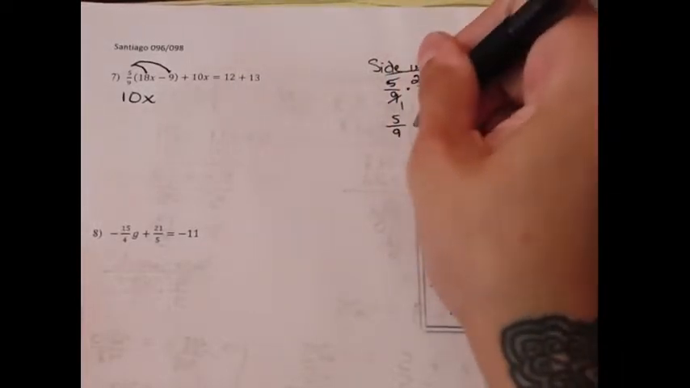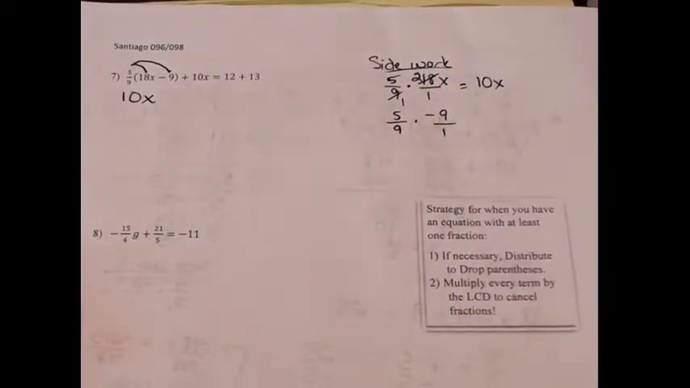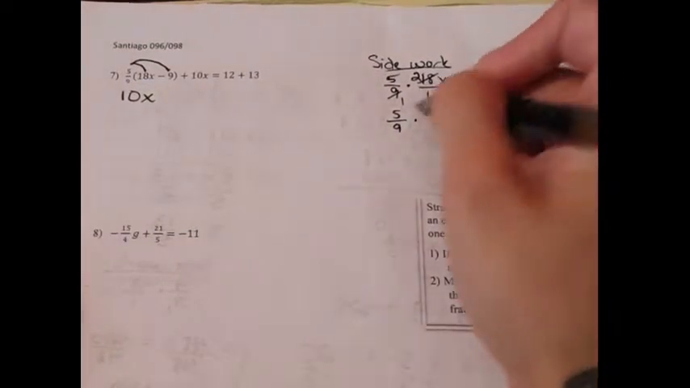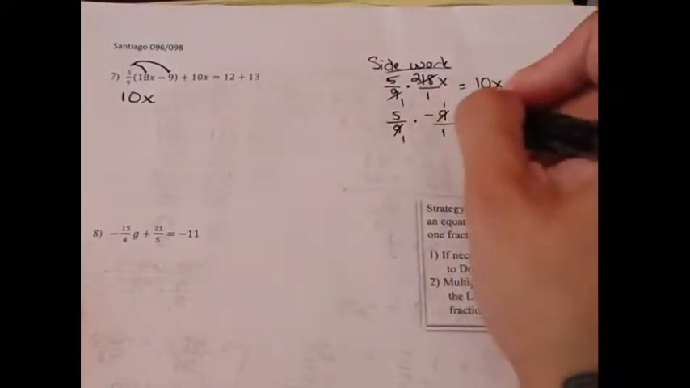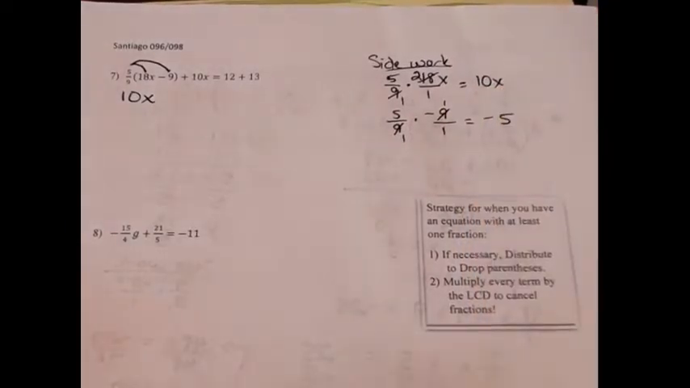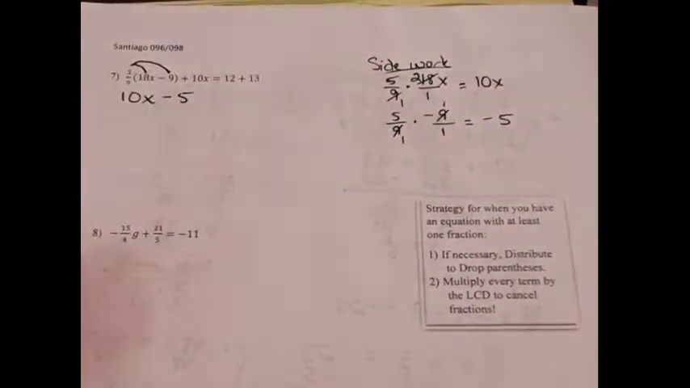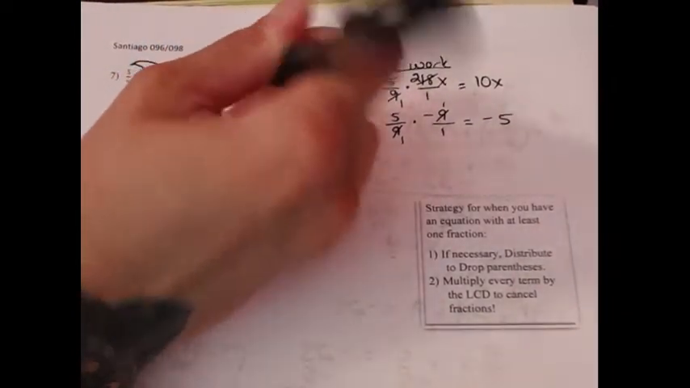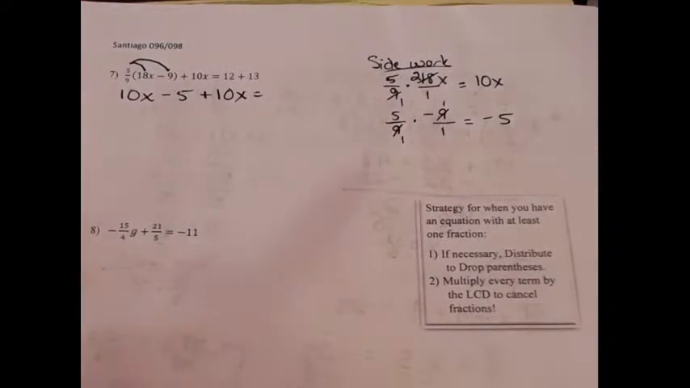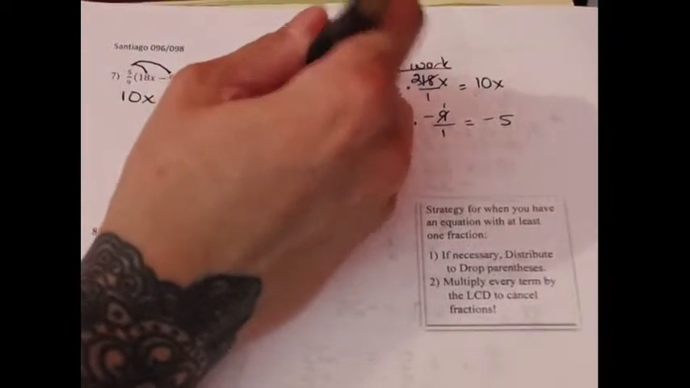Let's do that again. 5/9 times -9. Notice right away, these 9s are going to cancel. 9 goes into 9 once, 9 goes into 9 once. That leaves us with -5. We distributed, and we no longer have fractions because, lucky us, they ended up reducing. Notice on the right-hand side, we see a 12 plus 13. I would advise you, anytime you can combine like terms, you just should. It's a good habit to get into.